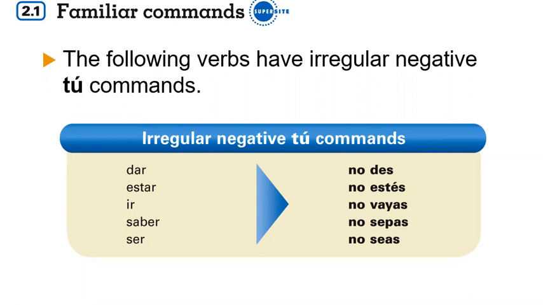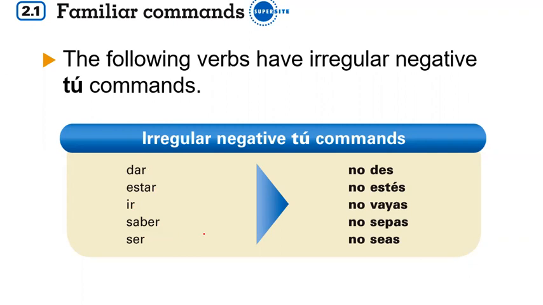If you look at these verbs, we've got dar, the yo form in the present tense is doy, D-O-Y. That's not an O at the end. There is no final O. Estar is estoy, ir is voy, saber is sé, S-E, so it's an E at the end instead of a Y, but S-E with an accent, sé, and ser is soy.